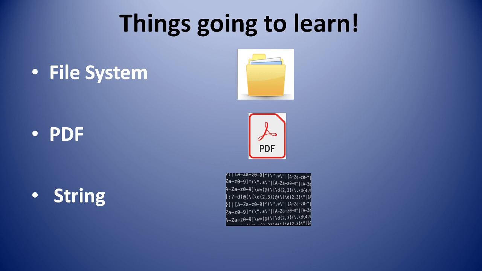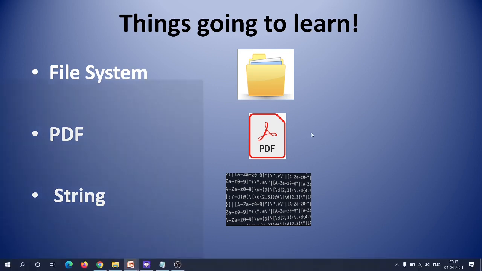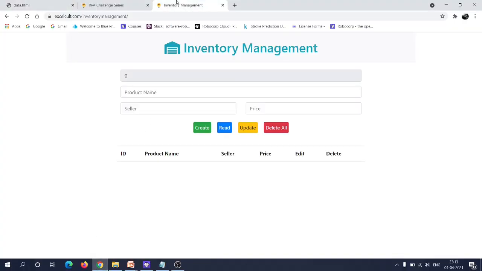So now let's see what the bot has to do in this automation process. First, the bot has to go to this inventory management website. And after going there, it first has to click on this delete all button to delete all the existing records that are present in the website. After deleting the existing records, next it has to insert some records into this website.